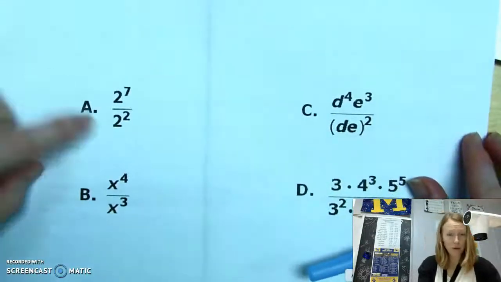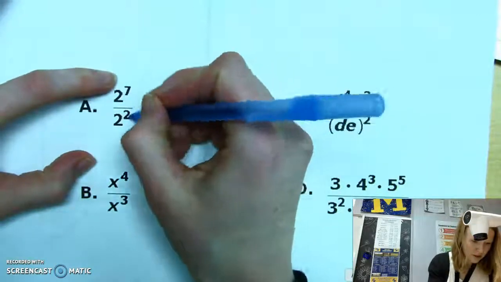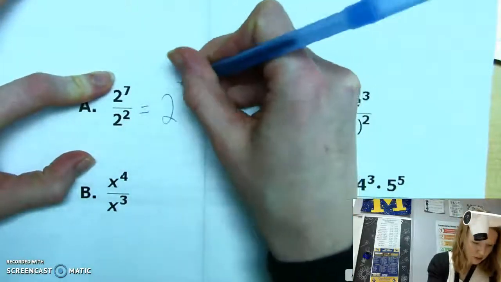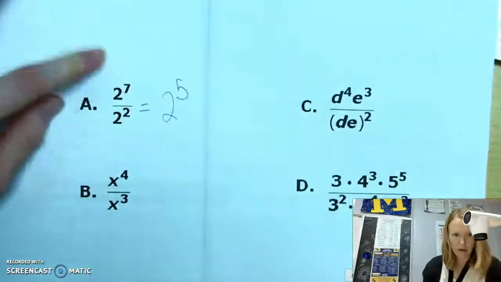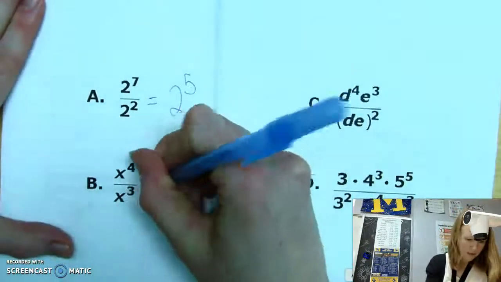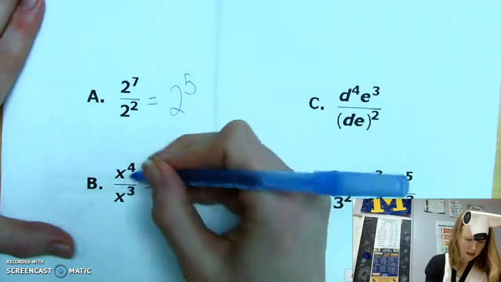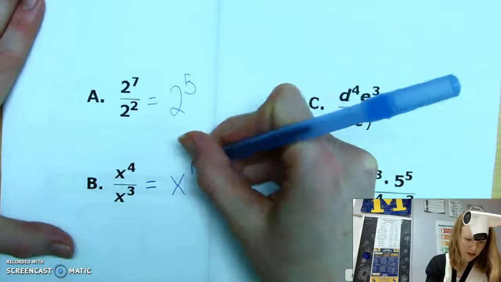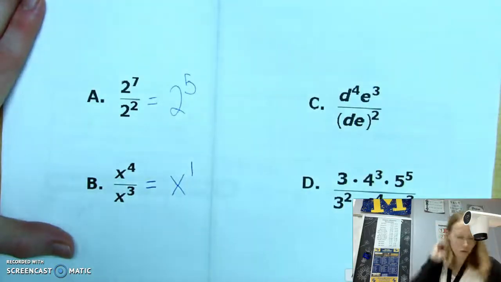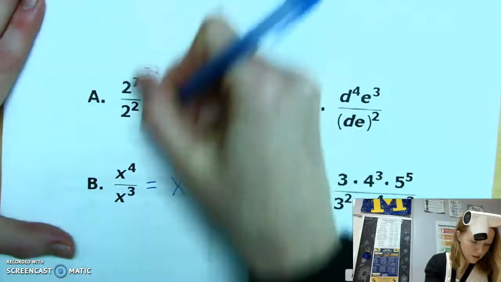And these should move pretty quickly, right? So if we have 2 to the 7th over 2 squared, we could subtract our exponents and get 2 to the 5th power. Same thing with part B, x to the 4th divided by x to the 3rd. I should get x to the 1st power by subtracting those exponents, right?